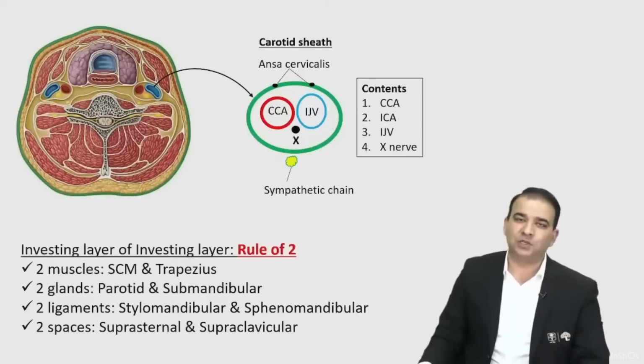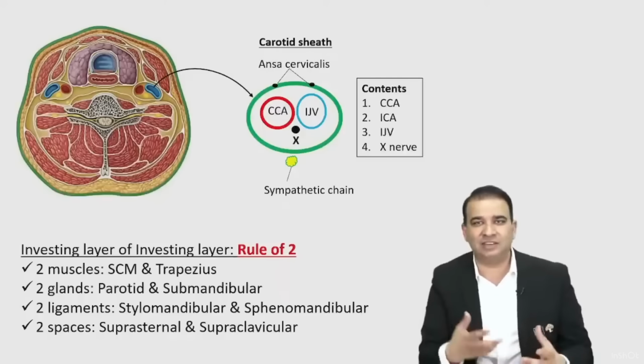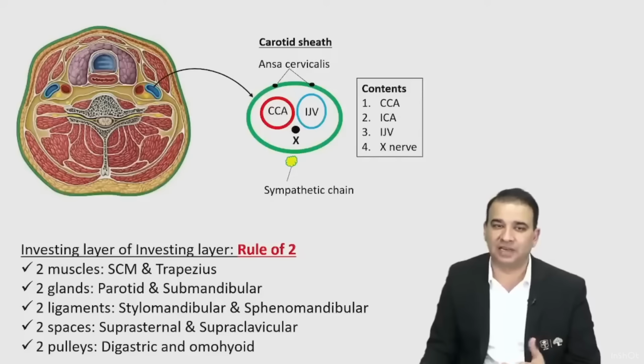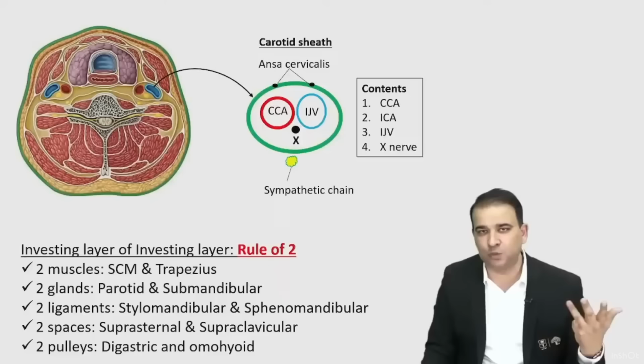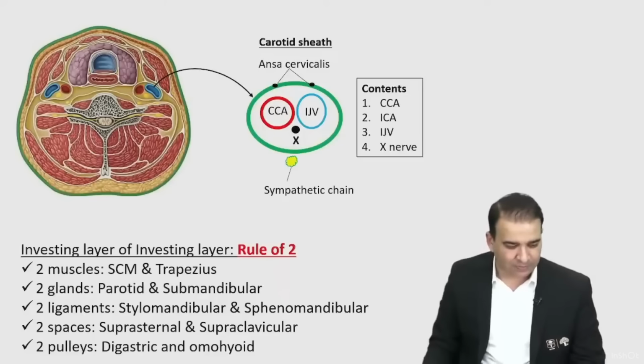And it also forms two pulleys, guys. Which muscle will need a pulley? Pulley kaun si muscle ko chahiye? The muscle which is having a double belly. So the digastric pulley and the omohyoid pulley are also made up of the investing layer. The rule of two for the investing layer: enclosing two muscles, two glands, two ligaments, two spaces, and making two pulleys also. That's about the deep cervical fascia.